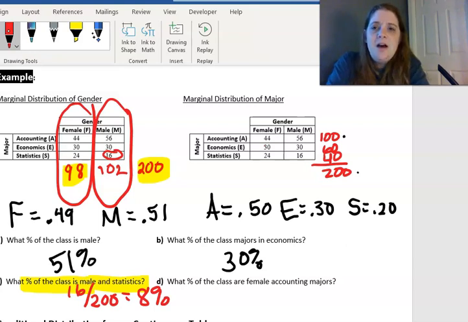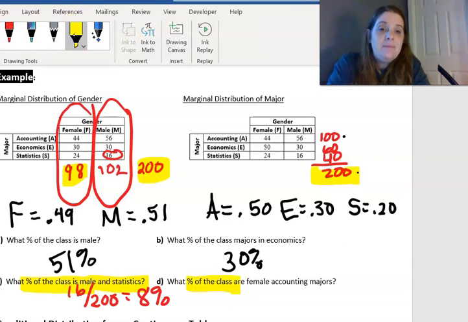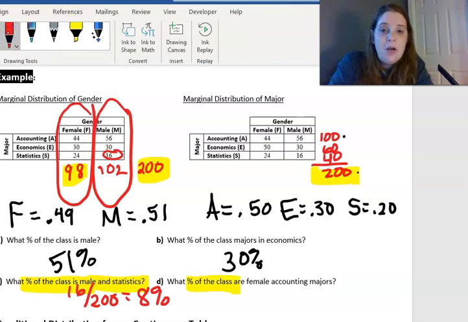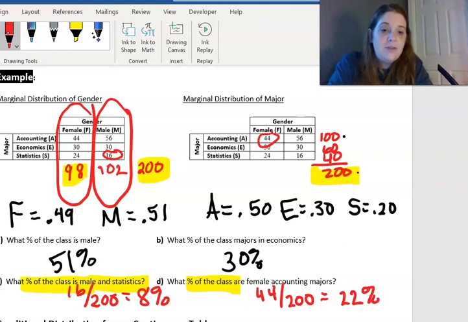What percent of the class, so again, of the class, are female accounting majors? Out of that 200, there are 44 female accounting majors. So we're looking at about 22% of the class. Using the marginal distribution, we can read these contingency tables and get some of these values.